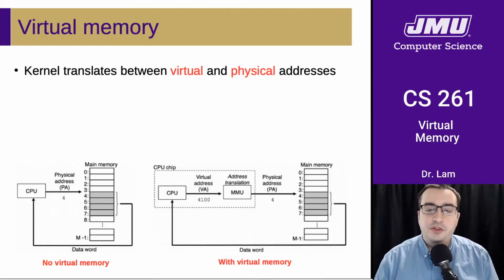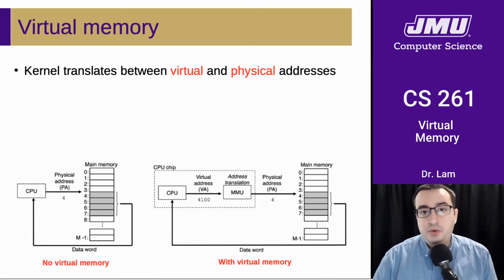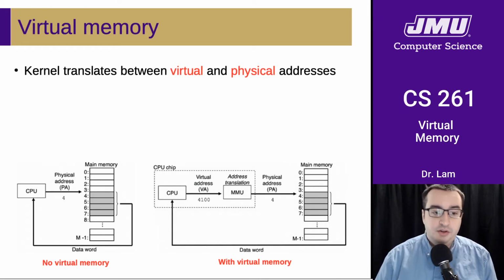So the specific service that we're talking about today that the kernel provides as part of the operating system is virtual memory, which is this view of our memory hierarchy that allows programs to work without having to know where things are exactly in the memory hierarchy. So the kernel is going to translate between what's called a virtual address and a physical address.